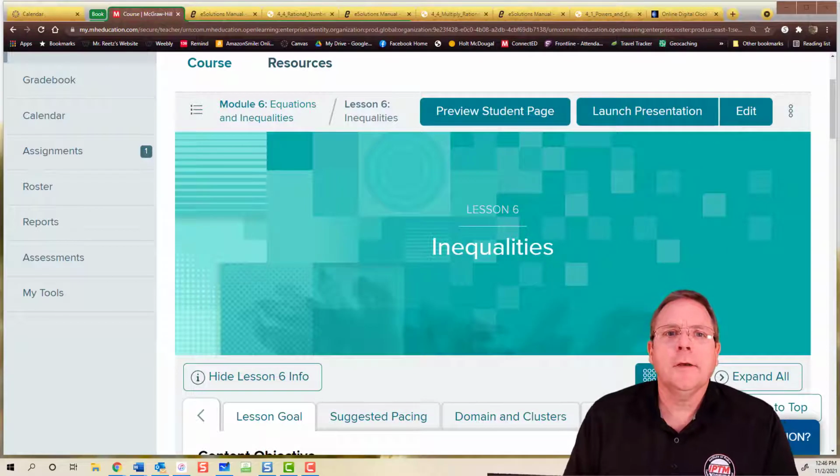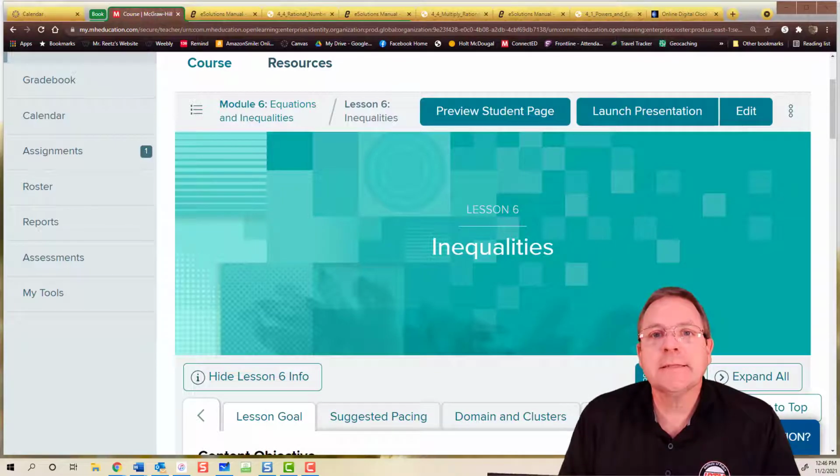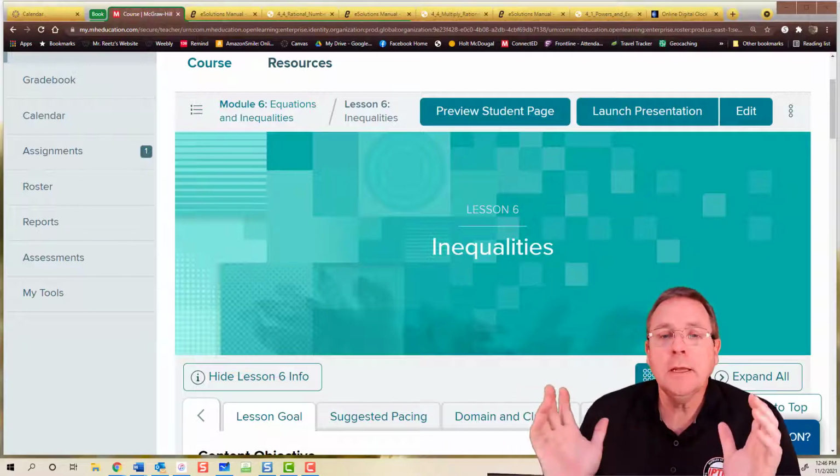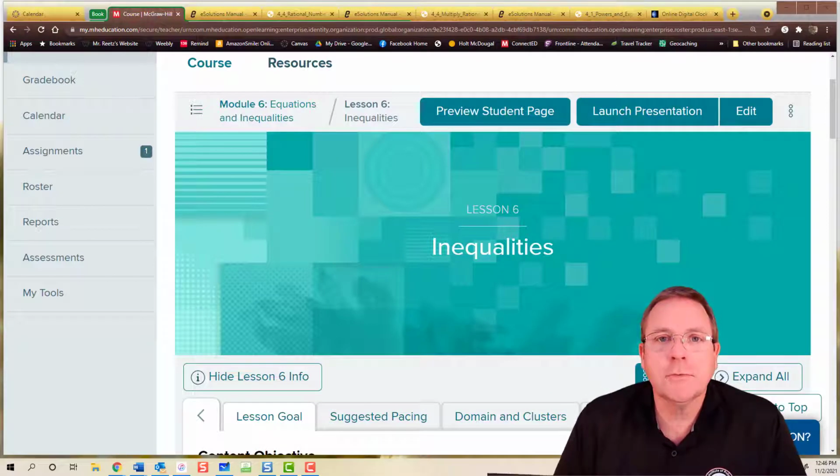We have finally made it to the last lesson in this chapter, and it's going to be a pretty big one. It is Module 6, Lesson 6, involving inequalities. And I'm going to tell you right now, inequalities are the easiest thing in the world that you guys are going to freak out and get screwed up over.